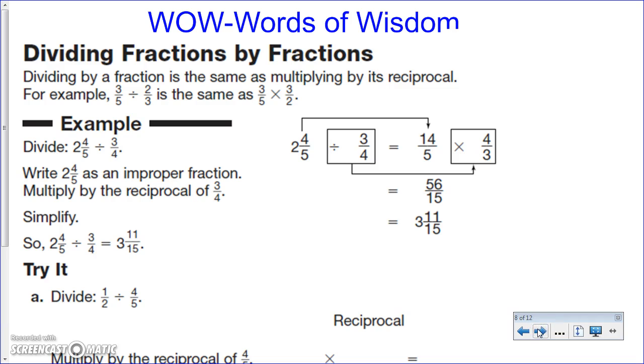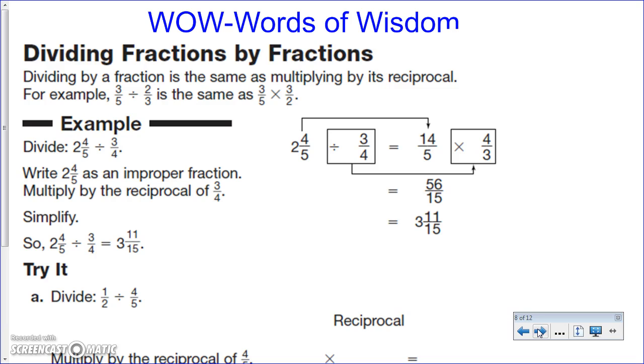The last thing we need to review is dividing fractions by fractions. So, dividing by a fraction is the same as multiplying by its reciprocal. For example, 3/5 divided by 2/3 is the same as 3/5 times 3/2. It's always the second fraction, the divisor, that is flipped, that you find the reciprocal for. So, in our example problem, we have 2 4/5 divided by 3/4.